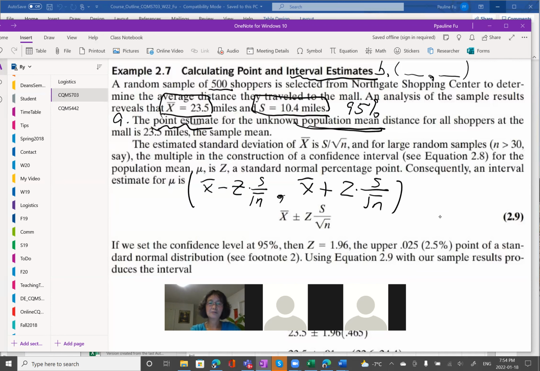And what is the z? Remember in QMS703, z is the critical value. What is a critical value? A critical value is a point that is decided by this 95%. So if you have a normal distribution, 95% means the central area is 95%. So this area is 95%.